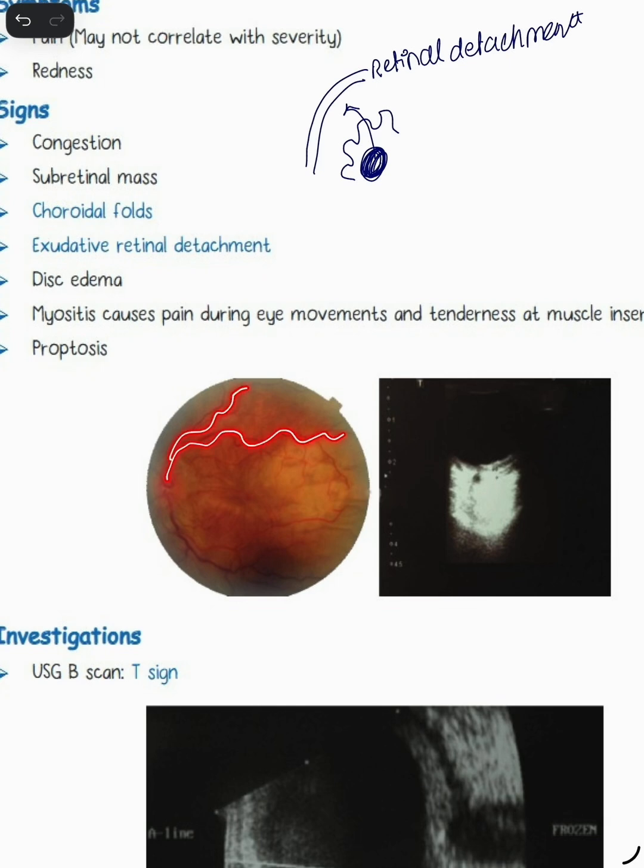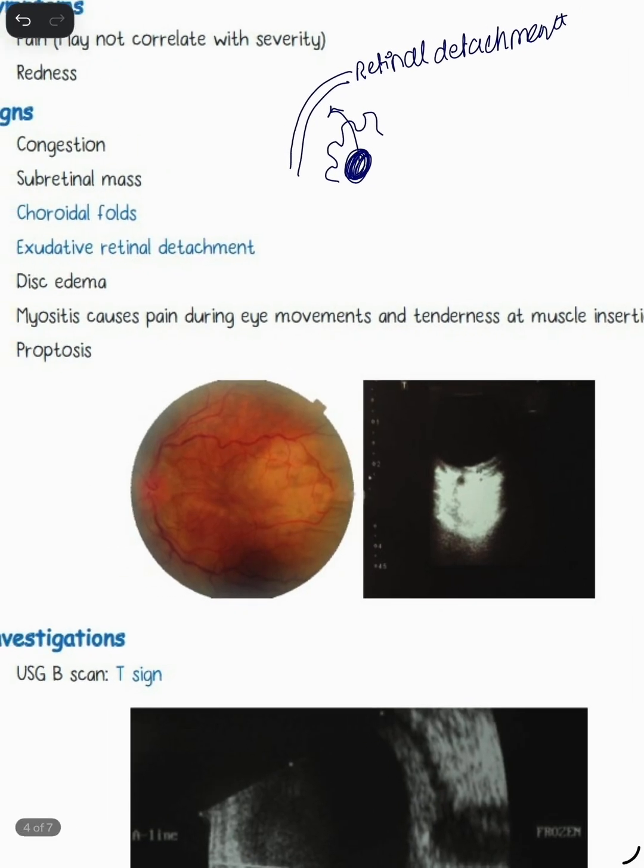These are due to the scleritis. And myositis, which is the pain during eye movements and tenderness at the muscle insertion. If the patient is moving the eye, there will be pain during the eye movements and tenderness at the muscle insertion. So if we palpate the muscle insertion, there will be tenderness, and also there will be proptosis.